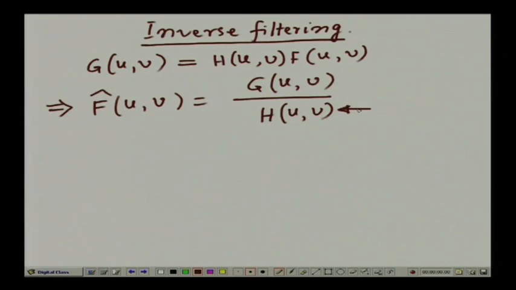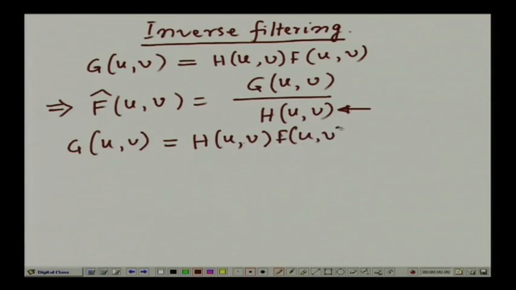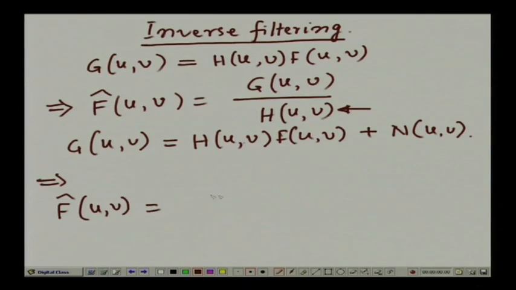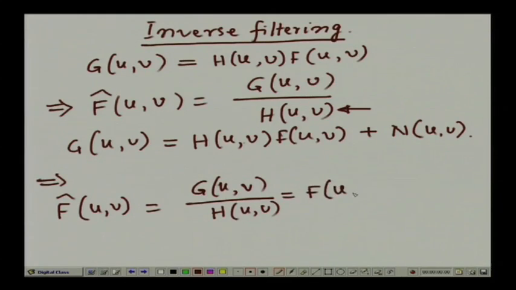Now, as we have already said, G(u,v), if I consider the noise term, is given by H(u,v) into F(u,v) plus the noise term N(u,v). From here, if I compute the Fourier transform of the reconstructed image, that will be F hat (u,v), which is equal to G(u,v) upon H(u,v), and from this expression this is nothing but F(u,v) plus N(u,v) upon H(u,v).